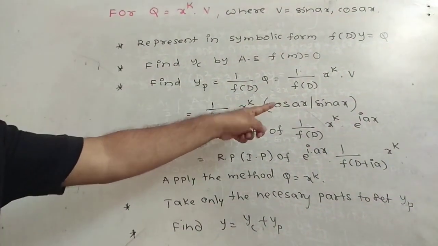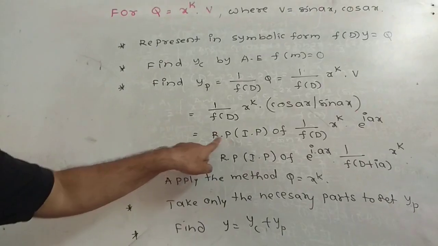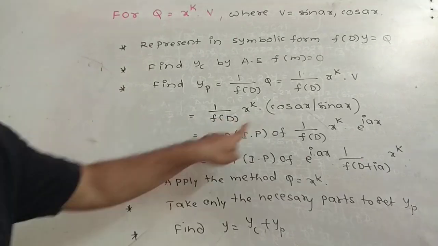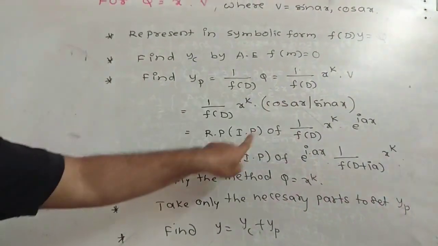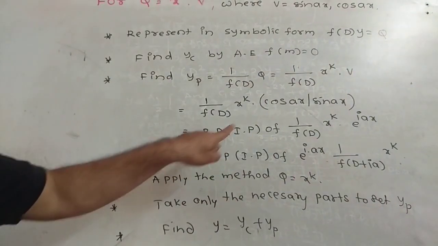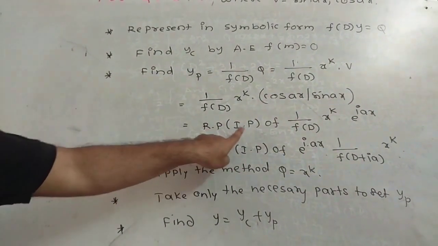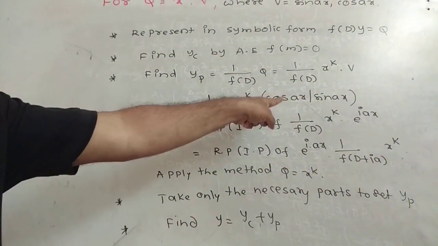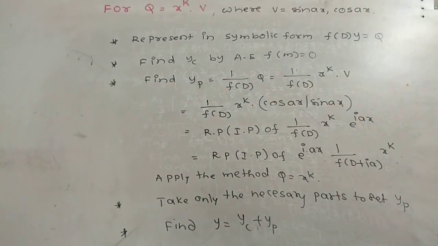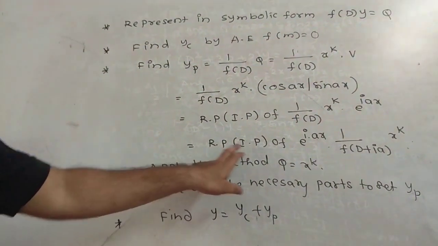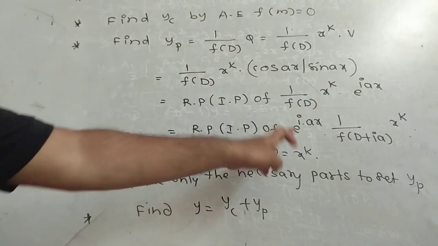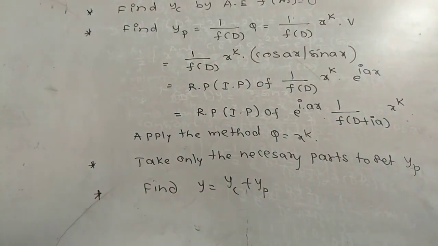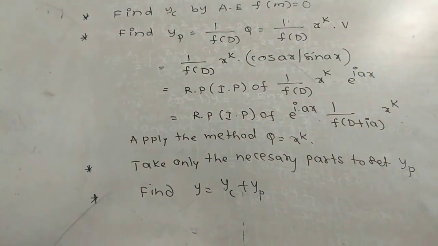Depending on that cos or sin, I am taking Rp for real part and Ip for imaginary part. So if it is cos, you write down the real part, and for sin, you use the imaginary part. So depending on V, you take the real part or imaginary part of 1 divided by f of D, x power k into, instead of writing those two, e power iax. Then you take only e to the power of iax to the left side, so that D is replaced by D plus ia, and x to the power of k you keep as it is.